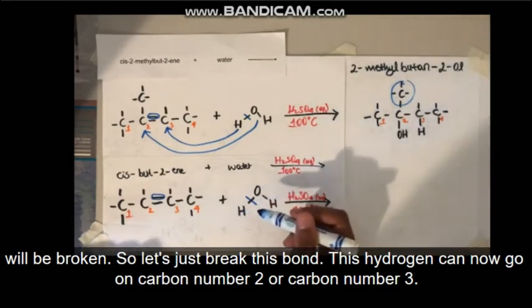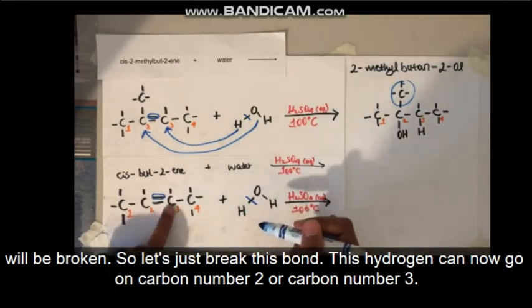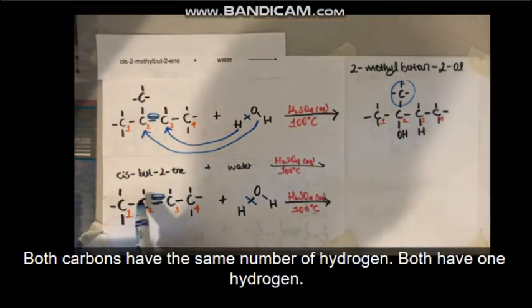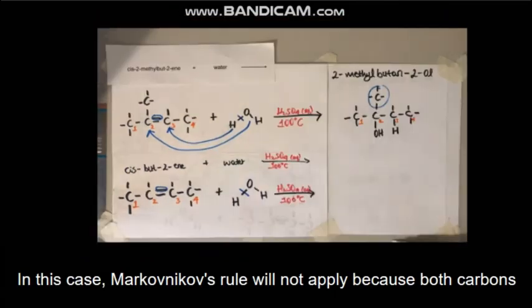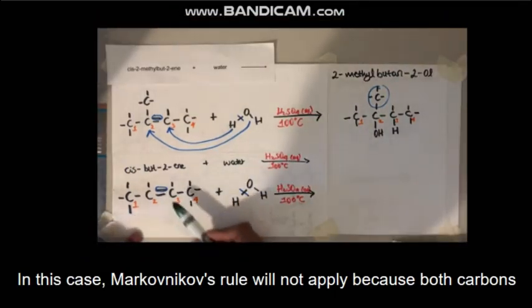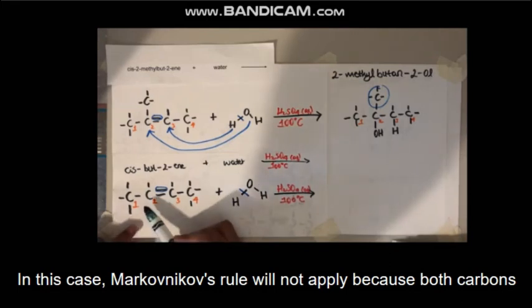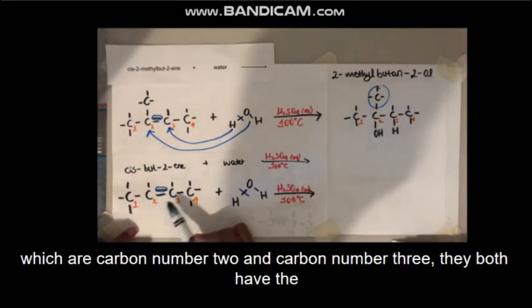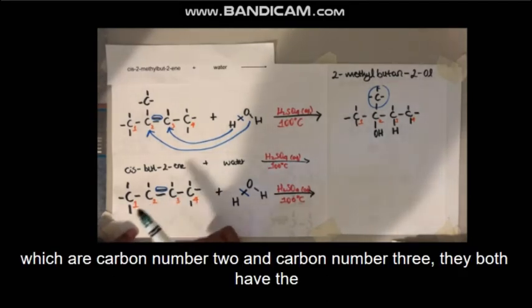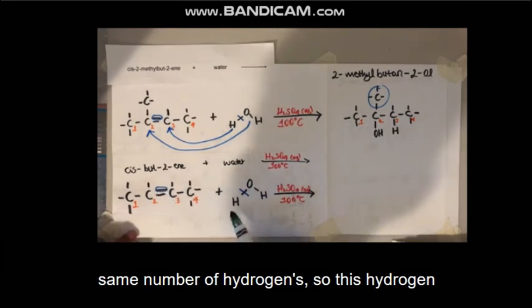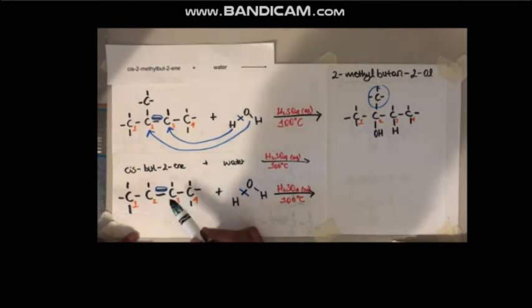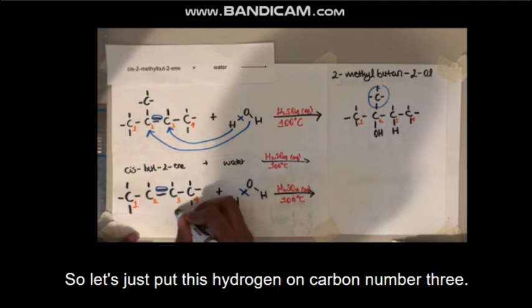This hydrogen can now go on carbon number 2 or carbon number 3. Both carbons have the same number of hydrogens. Both have 1 hydrogen. In this case, Markovnikov's rule will not apply because both carbons involved in the double bond, which are carbon number 2 and carbon number 3, they both have the same number of hydrogens. So this hydrogen can either go on carbon number 2 or carbon number 3. So let's just put this hydrogen on carbon number 3.